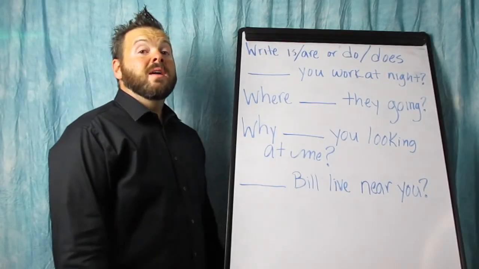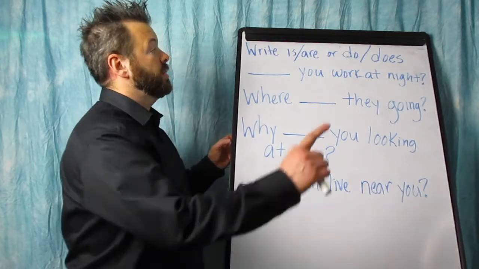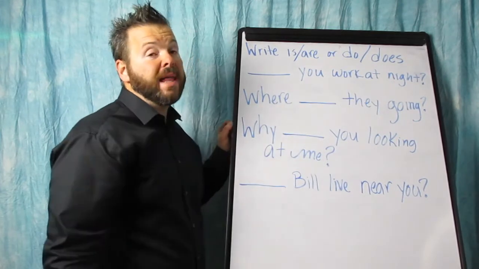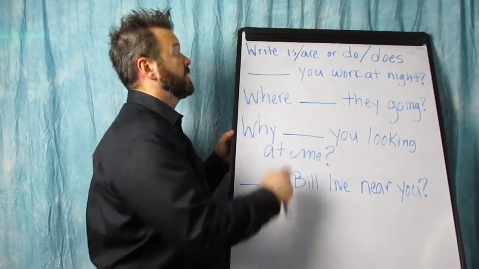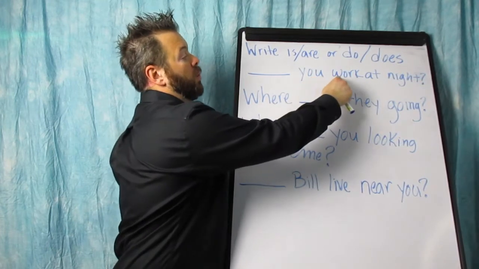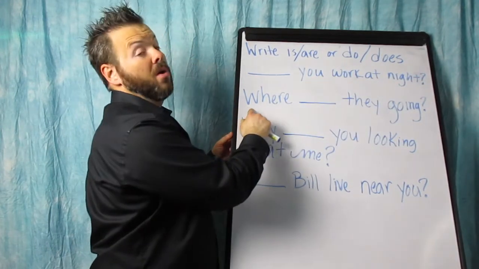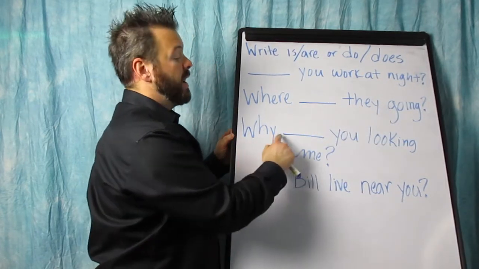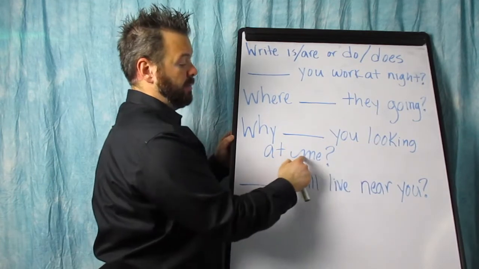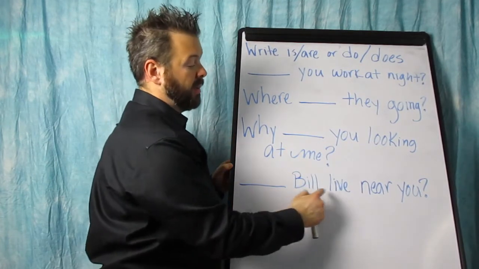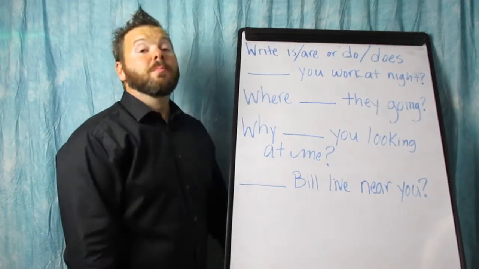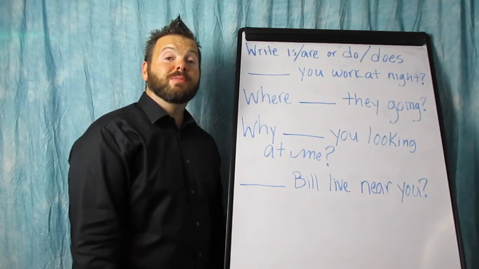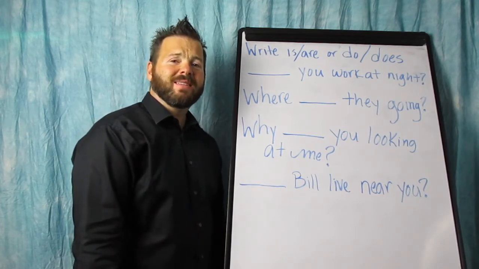Okay, here is a quick exercise. We're going to use is, are, or do, does to fill in the blanks. Let me read everything first. You work at night. Where they going? Why you looking at me? Bill live near me. Pause the video here, write everything down, complete the sentences, or you can wait and we can do them together. It's your choice. See you in a moment.